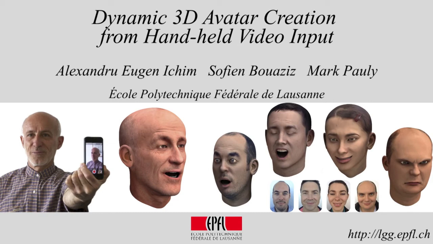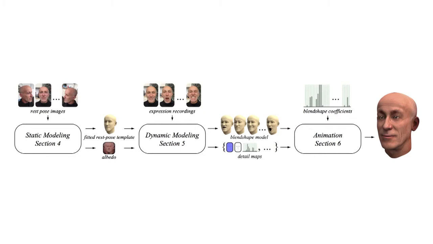With accurate tracking solutions in place, creating compelling user-specific face rigs is currently a major challenge for the new interactive applications in online communication. In this paper, we propose a software pipeline for building fully rigged 3D avatars from handheld video recordings of the user. The pipeline we propose is split into 3 stages: static modeling, dynamic modeling, and animation.